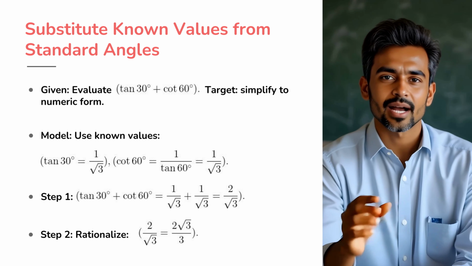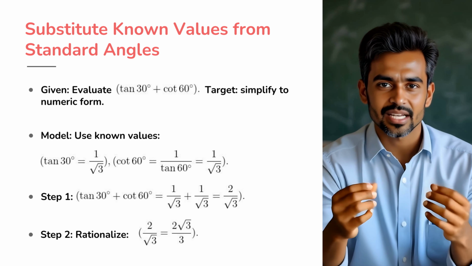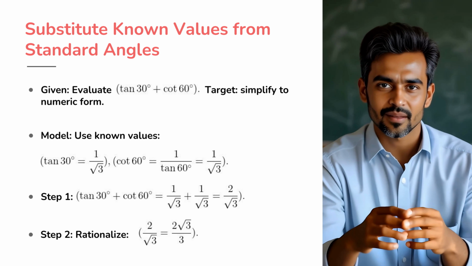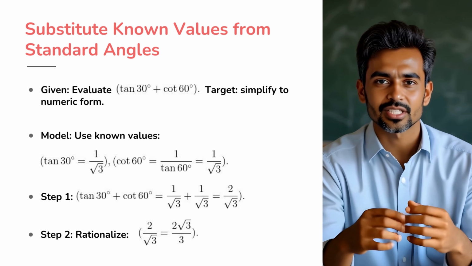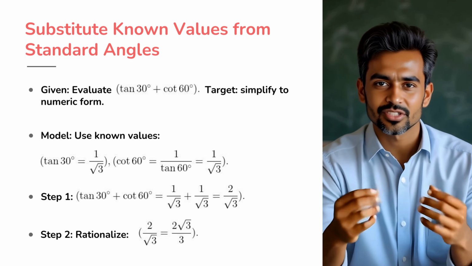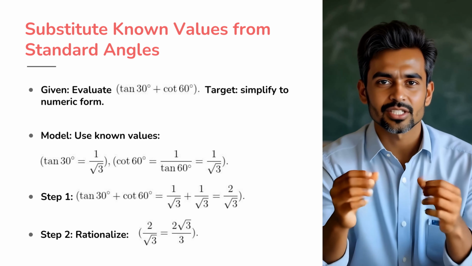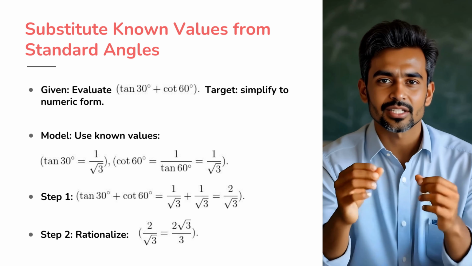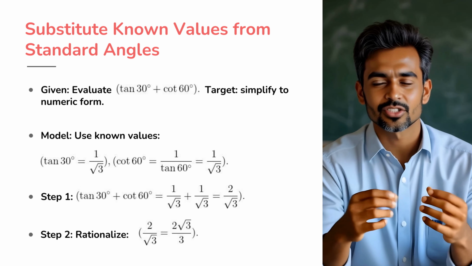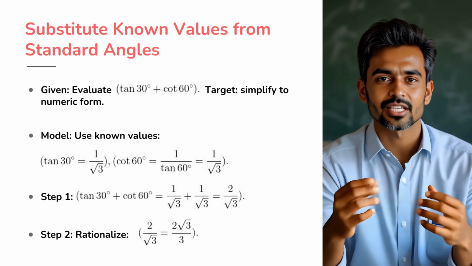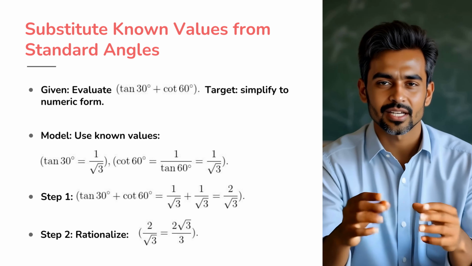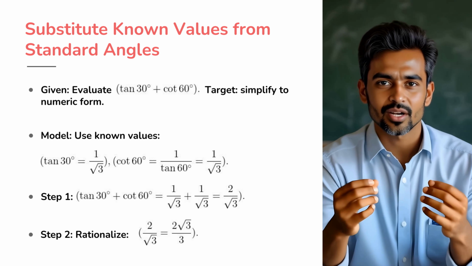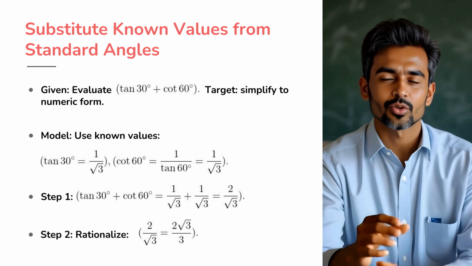Let's put our knowledge into action with a quick example. Suppose you need to calculate tangent 30 degrees plus cotangent 60 degrees. First, recall from our special angles that tangent 30 degrees is 1 divided by square root of 3. Now, cotangent 60 degrees is the reciprocal of tangent 60 degrees, so it's 1 over tangent 60 degrees. Since tangent 60 degrees is square root of 3, cotangent 60 degrees is 1 divided by square root of 3. Adding them together, we get 1 over square root of 3 plus 1 over square root of 3, which equals 2 over square root of 3.